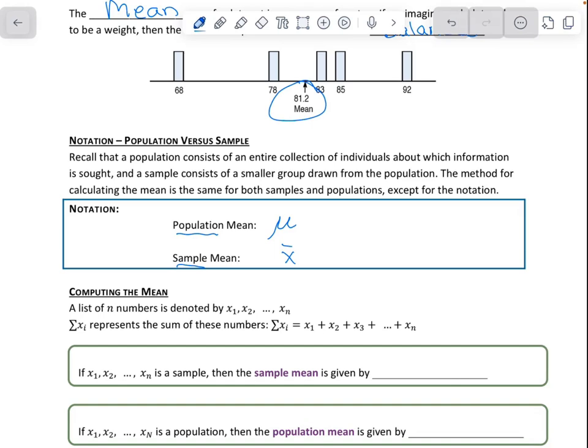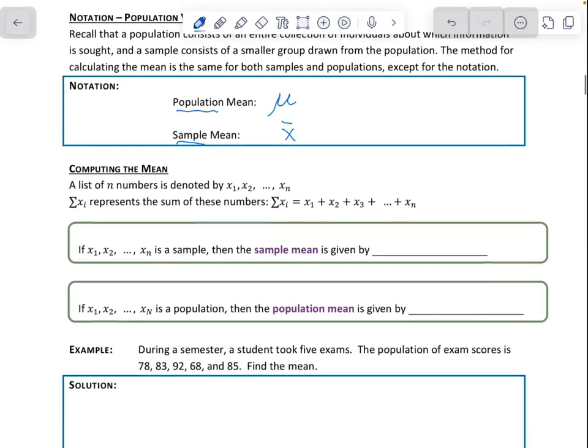Now, computing the mean is the same as you've always done it. You're going to add up or find the sum, and this notation means sum of all your X's and divide by your sample size. And if you were doing the whole population, you would add them all up and divide by your population size.